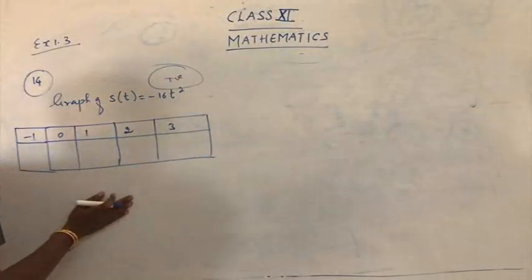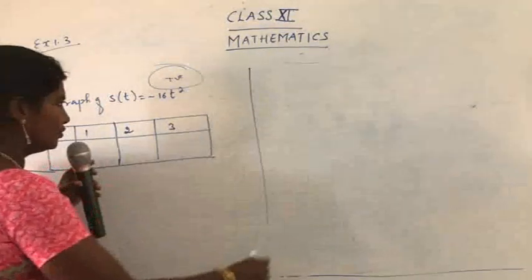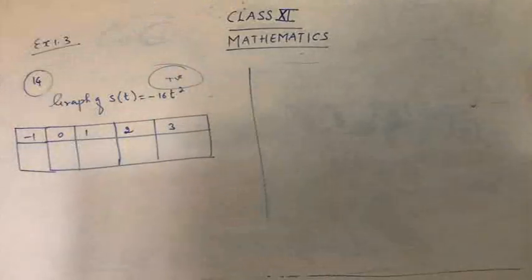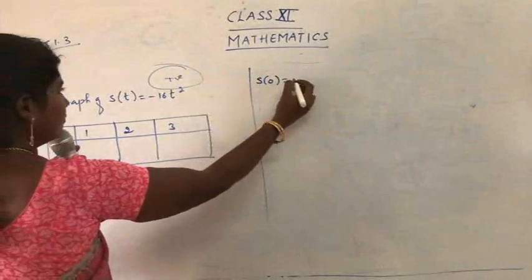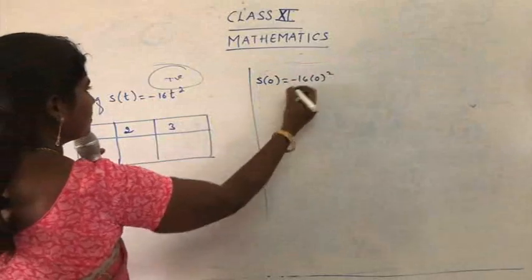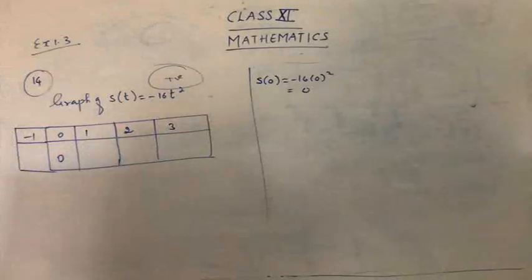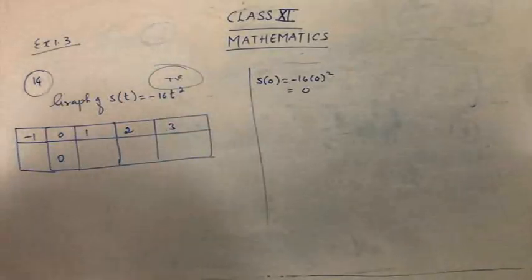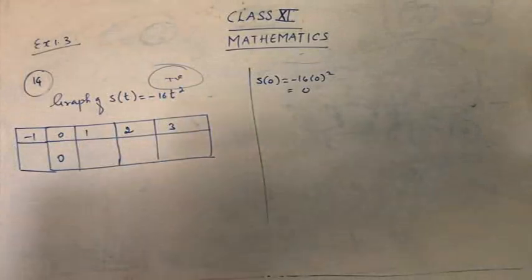You can draw it, find the value below it, or use your rough column to find out the values. Use your rough column, children. So s of 0 is equal to minus 16 into 0 square. So it's 0. S of 0 is equal to minus 16 into 0 whole square, so it becomes 0.